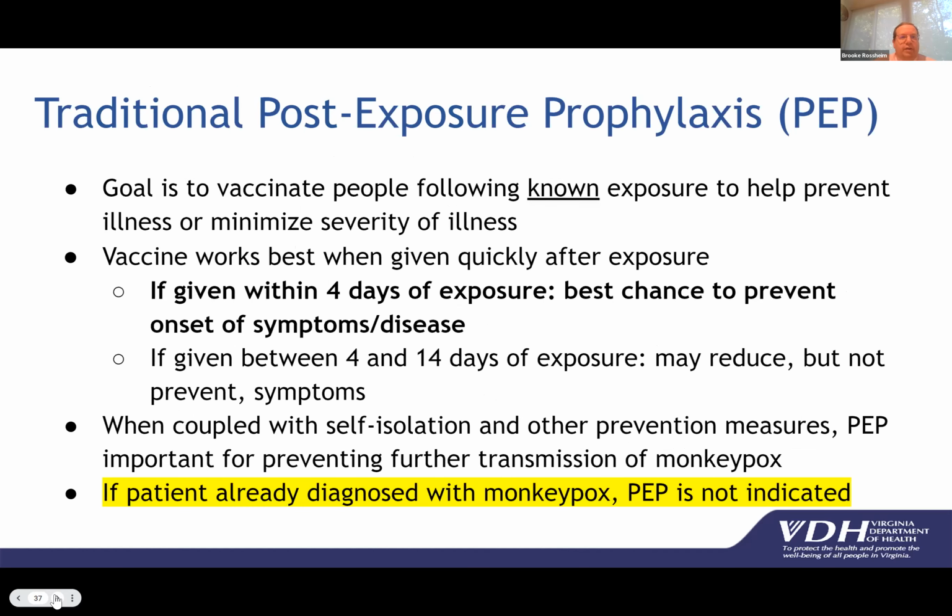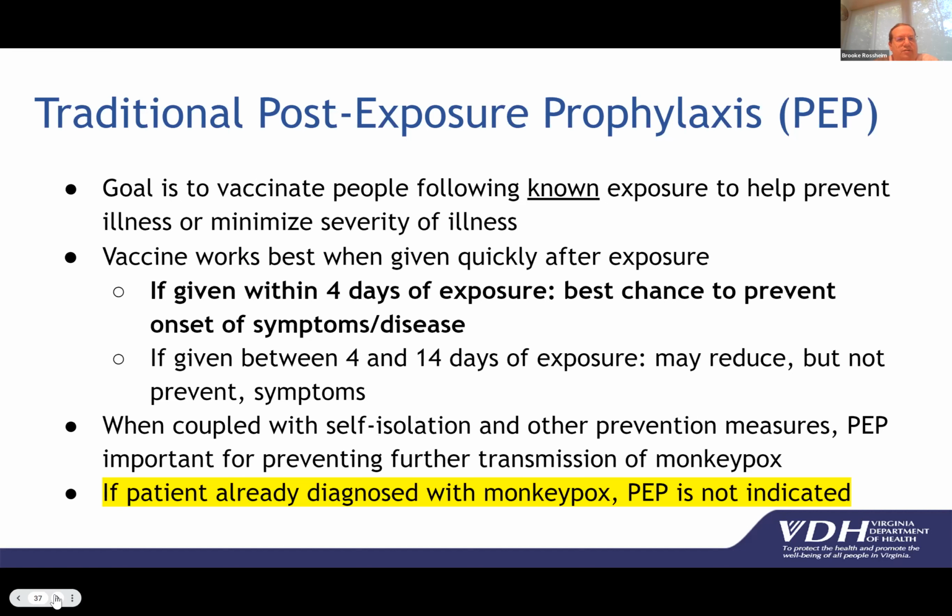So one of the things that we do have available to us is post-exposure prophylaxis against monkeypox. We refer to this as PEP. The goal of PEP is we're going to use Jynneos, the vaccine, to vaccinate people following a known exposure to help prevent monkeypox illness or minimize the severity of the illness.